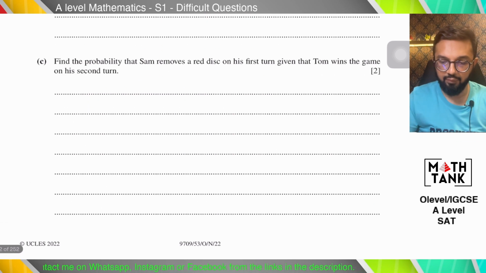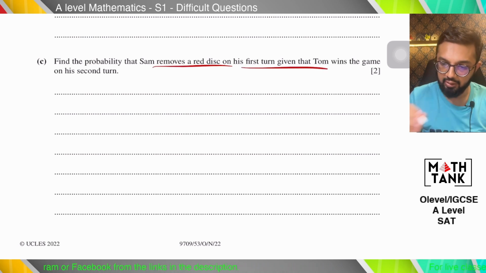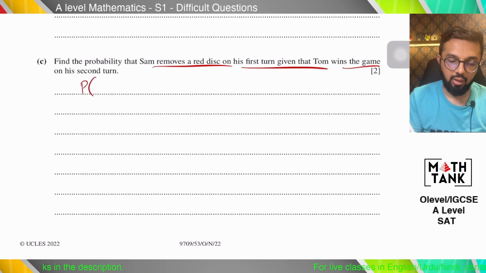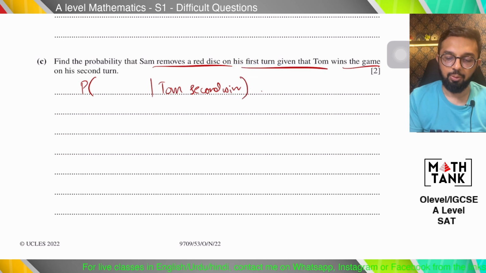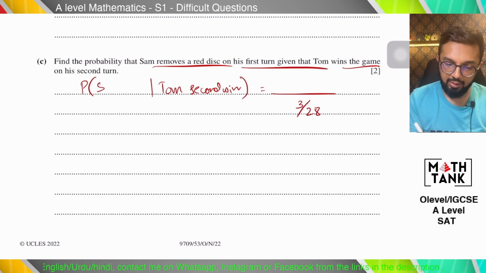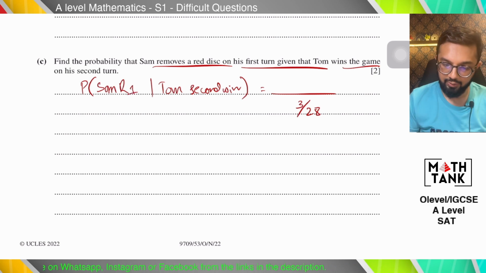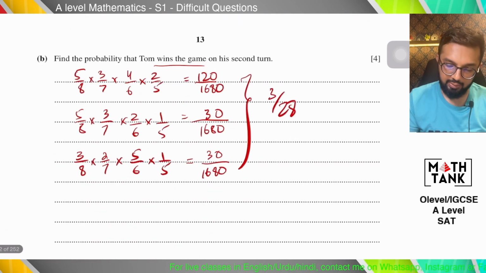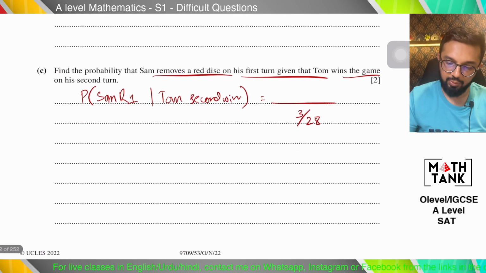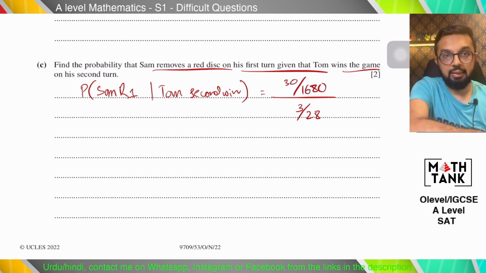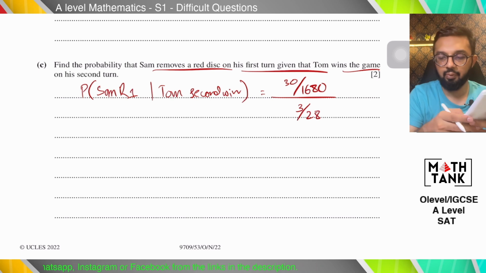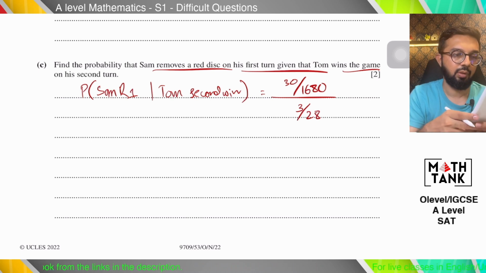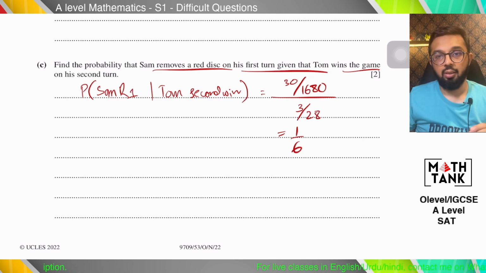Let's see this last part that we have here. Find the probability that Sam removes the red disk on his first turn, given that Tom wins the game on his second turn. So that's the probability of what I just found, 3 over 28. And I want Sam removing red on his first. So where is Sam removing the red disk on his first turn? That is this branch, the last branch that I calculated. So that's 30 over 1680. I'm just going to write that as it is and see if we get the correct answer. 1 over 6. Okay, that is it.